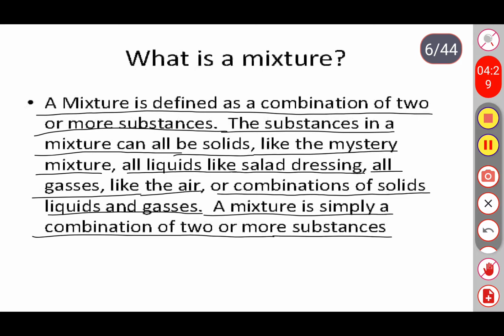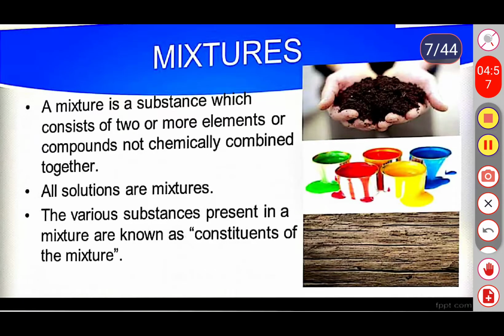Here the two or more substances are combined together, but they will not form any kind of chemical bonding. So mixtures are substances consisting of two or more elements or compounds, but these compounds or elements are not combined by chemical bonding. Okay, see here, next one.